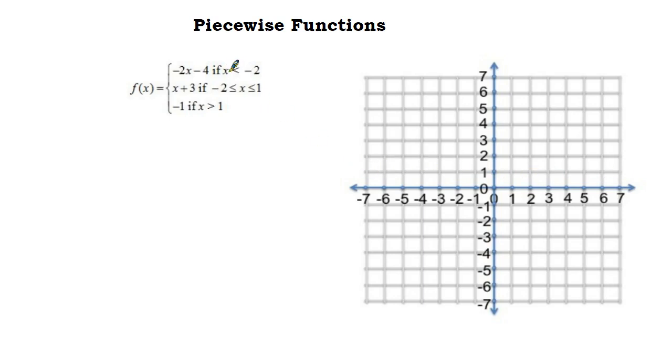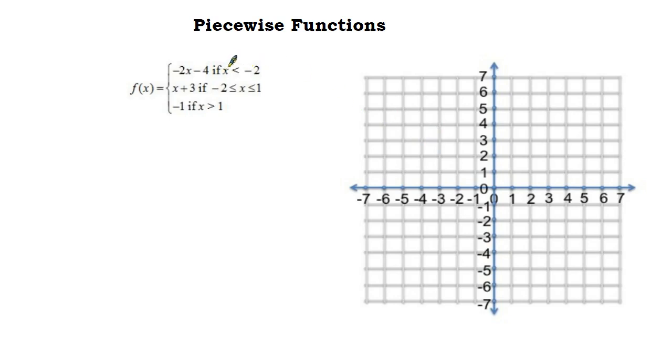Here it says if x is less than negative 2, f of x will be negative 2x minus 4. If x is between negative 2 and 1, f of x will be x plus 3. And if x is greater than 1, f of x will be negative 1. So let's try and figure out how we're going to graph this and represent it.